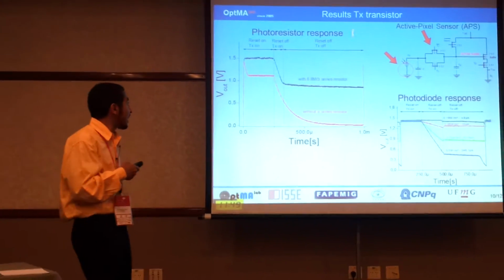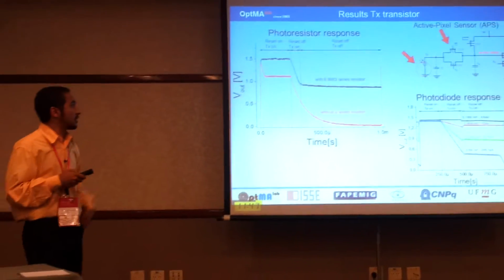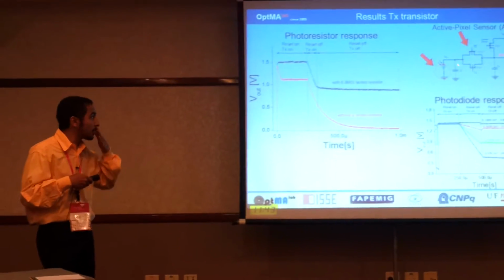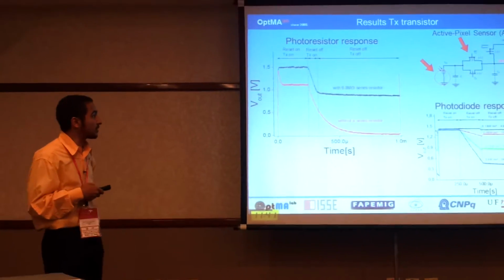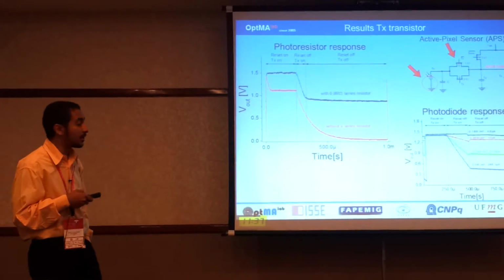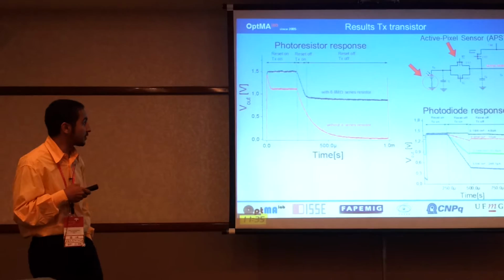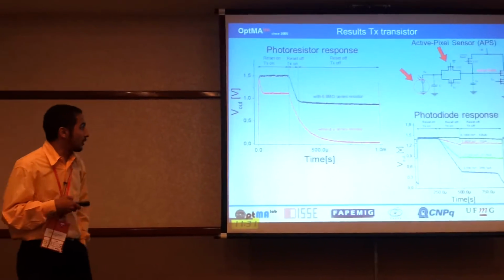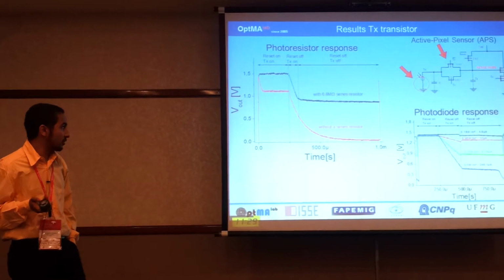Back to the TX transistor. The TX transistor is used in array applications to keep the charge constant on the sense node. So it allows the use of the circuit in an array of sensors that use a global shutter.